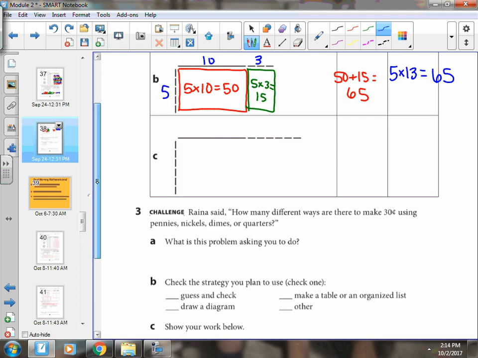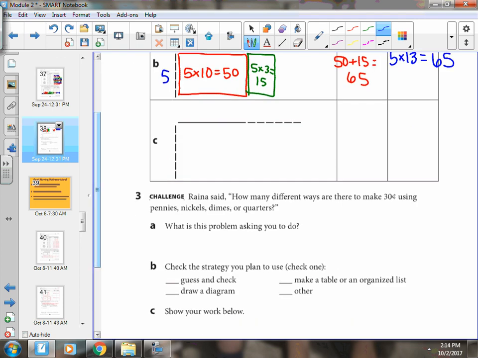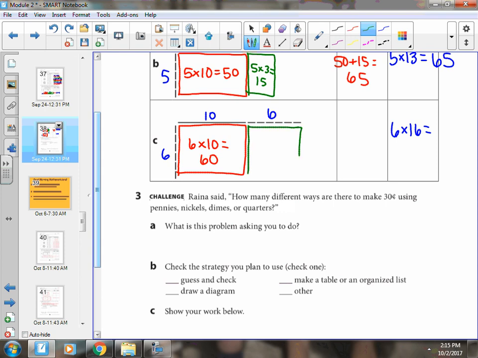Letter C. The length of the side, 1, 2, 3, 4, 5, 6. The length of the top, 10 plus another 1, 2, 3, 4, 5, 6. So this is really showing the problem 6 times 16. And I'm going to go chunk by chunk. 6 by 10 is 60. And 6 by 6 is 36.